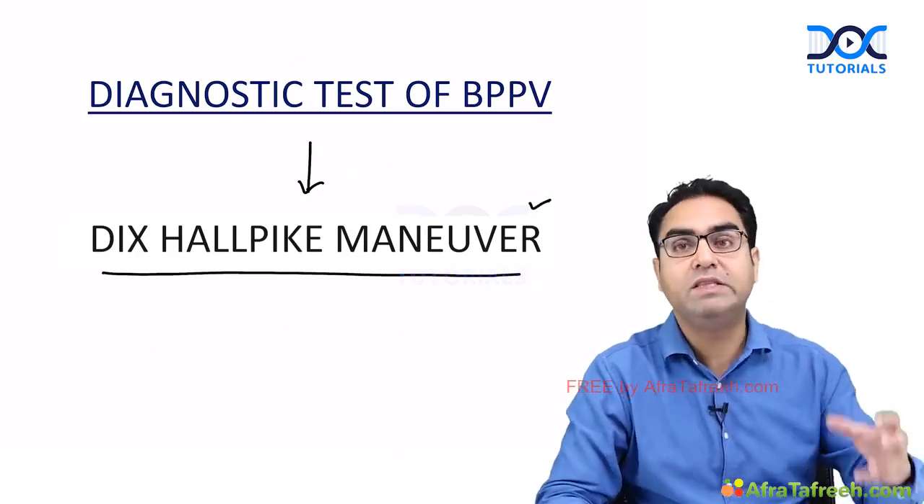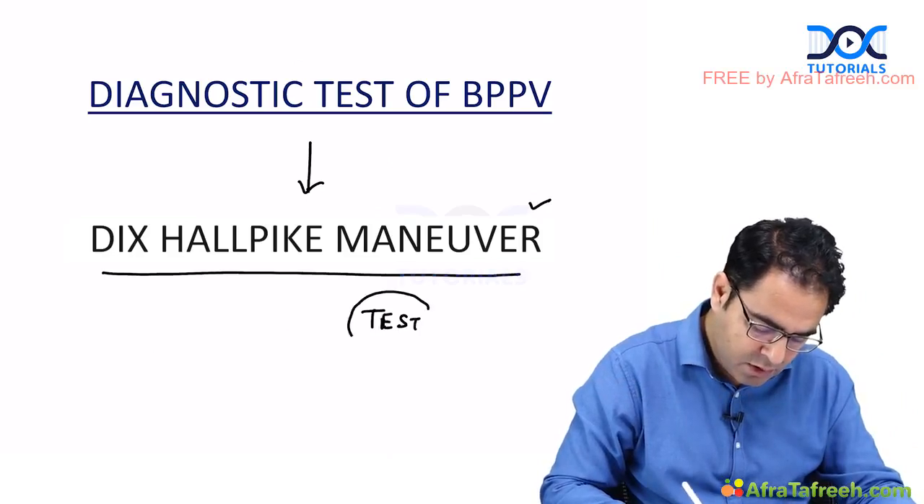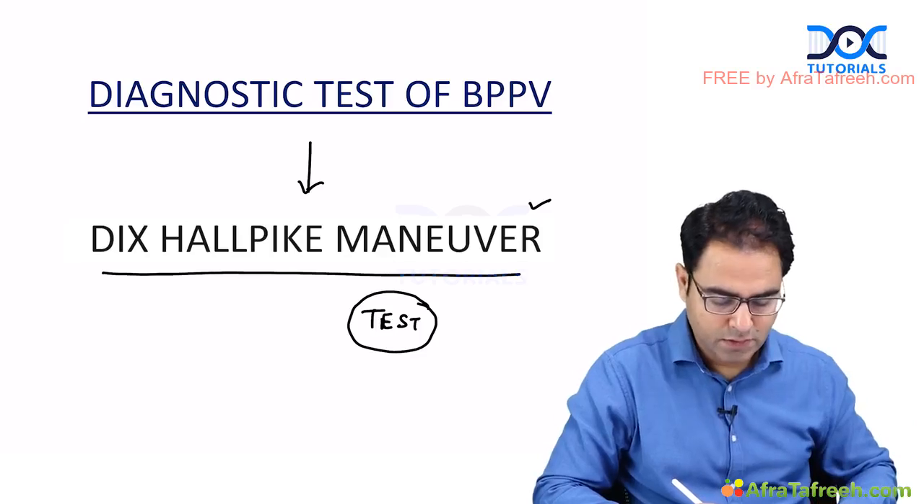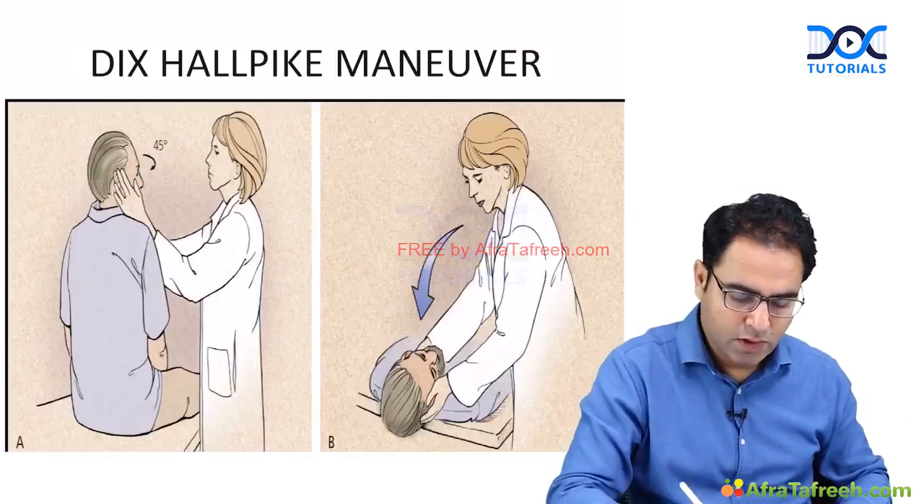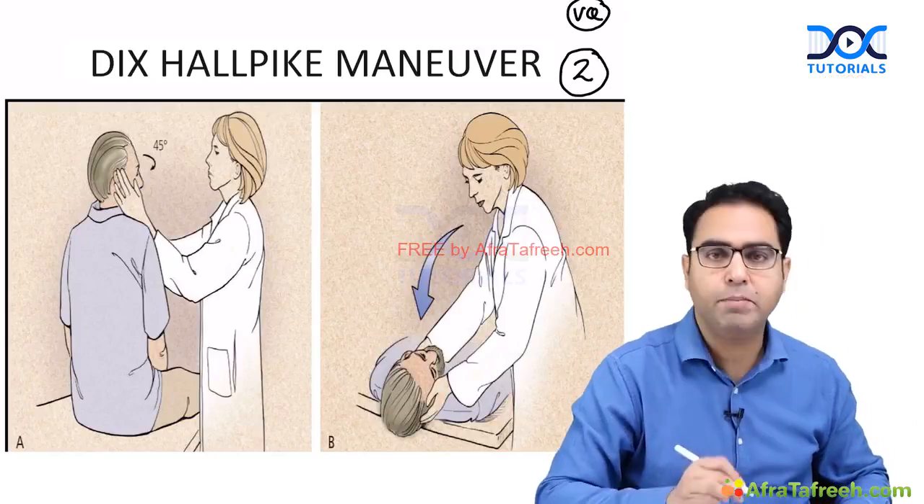Dix-Hallpike maneuver is the diagnostic test of BPPV. It's a test of BPPV. Okay, fine. How do we do it? Now, this can be a visual question. Dix-Hallpike maneuver has two positions of the patient.